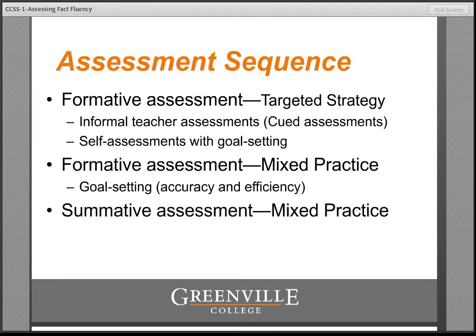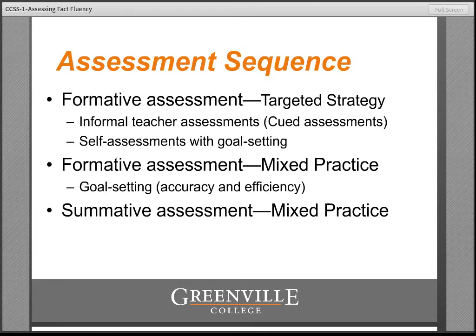So our assessment sequence is spending a lot of time on formative assessment. Initially, formative assessment with the targeted strategy, where we're just working with the strategy at the time. And that can include some informal teacher assessments, some cued assessments where you tell them up front what strategy you want them to be working on, and some self-assessments with goal setting, so that students have a period of time where they can actually say, these facts I have really well. That's what I'm still struggling with. I need to think through an idea for how I can get that fact figured out.